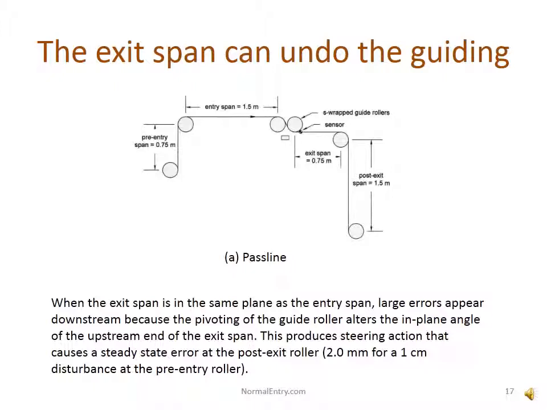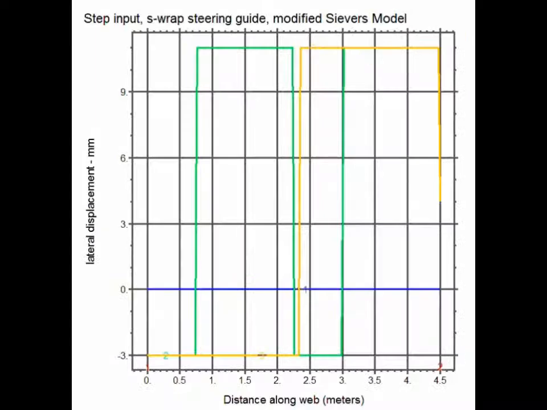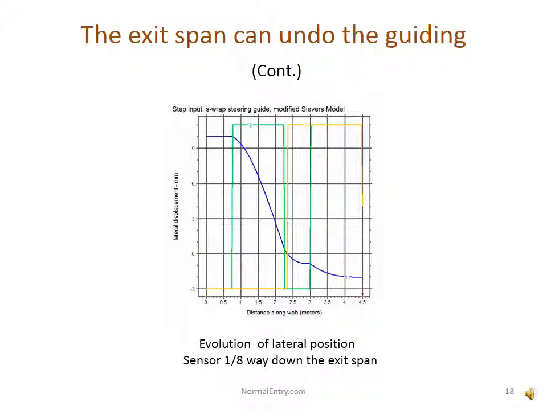It's the same as the steering guide of the last example, except for the angle of wrap. Okay, the step disturbance is coming in from the left. You can see the sensor is just 1/8 of the way down the exit span, and the web's pivoting about that control point. And there we see steady state.